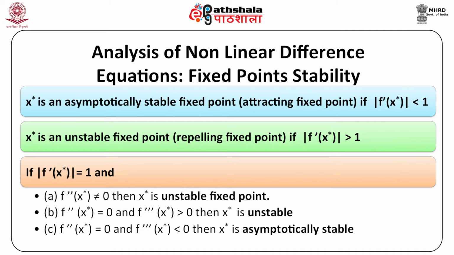Then, one, x* is an asymptotically stable fixed point, that is, an attracting fixed point, if |f'(x*)| is less than 1. Second, x* is an unstable fixed point or a repelling fixed point if |f'(x*)| is greater than 1. And third, if f'(x*) is equal to 1 and if f''(x*) is not equal to 0, then x* is an unstable fixed point.